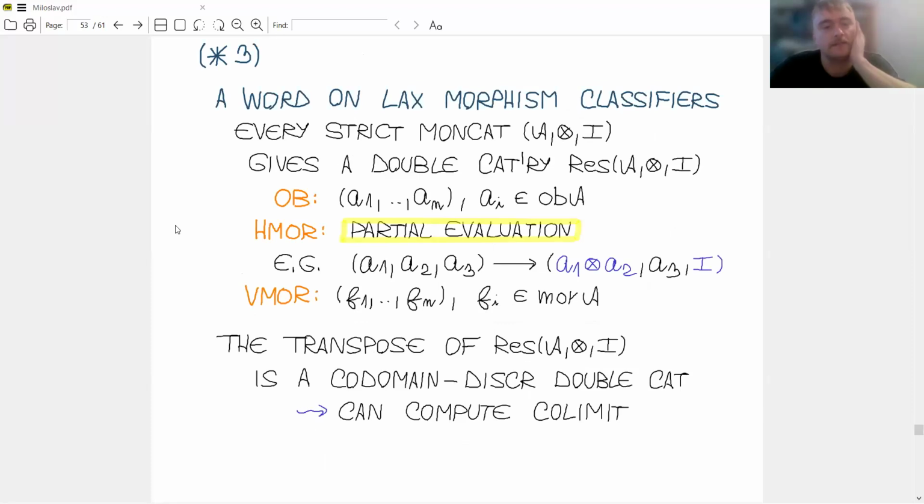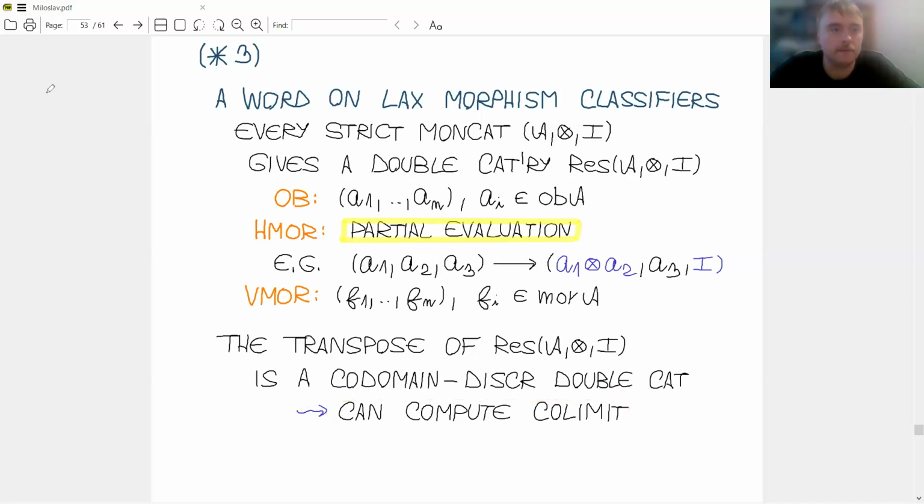Yeah, so I can say just two words on it. These category of corners constructions have been introduced by Mark Weber to study some internal algebra classifiers, which is related to Lex morphism classifiers. And I can tell you just very briefly the story for monoidal categories. Any strict monoidal category gives you some kind of double category, and you can see that this double category, or the transpose of it, is codomain discrete, and you can compute its colimit using the category of corners.